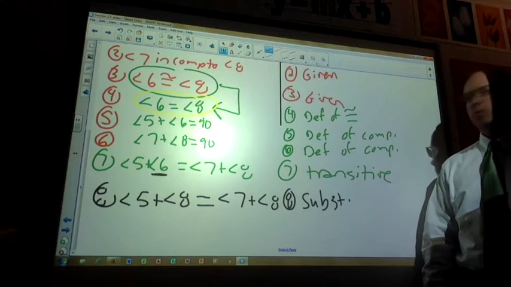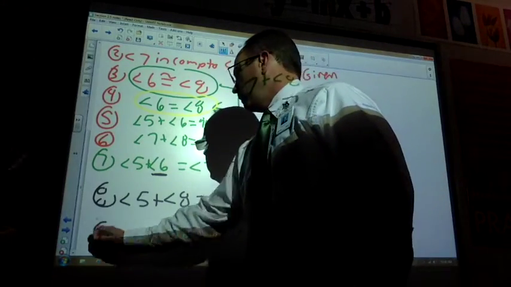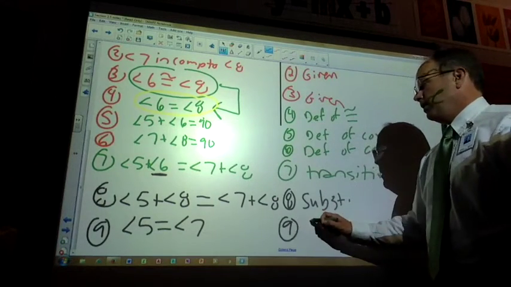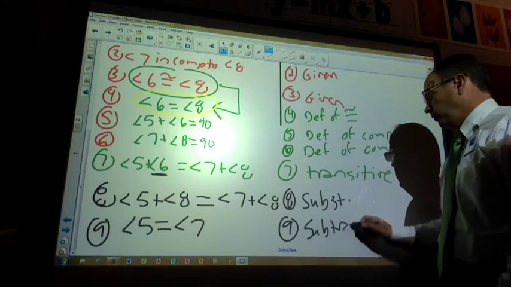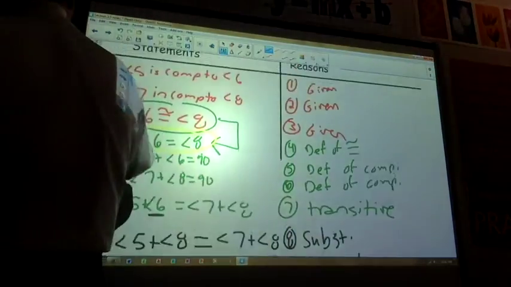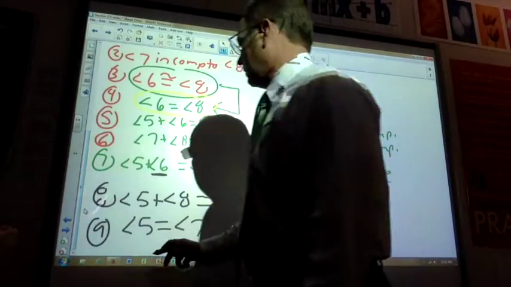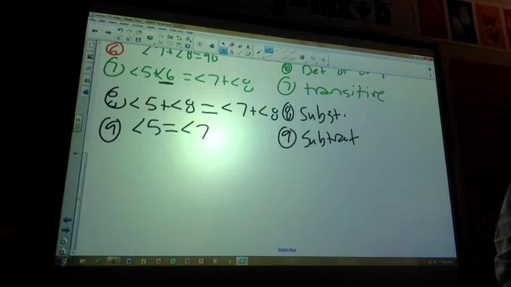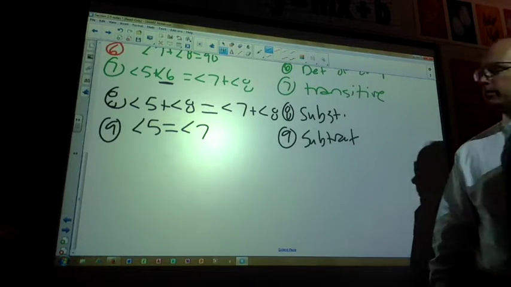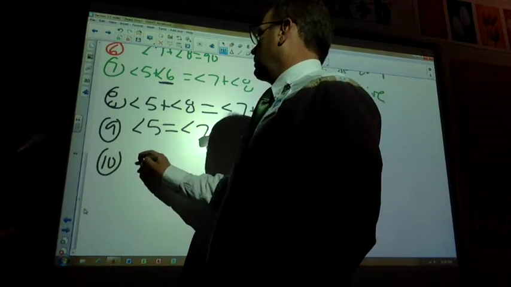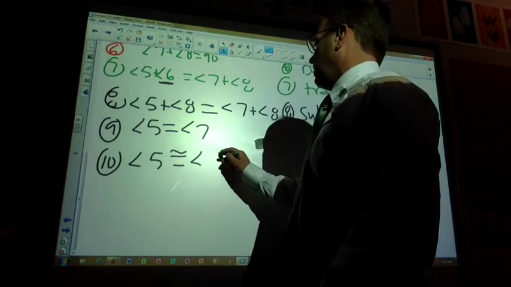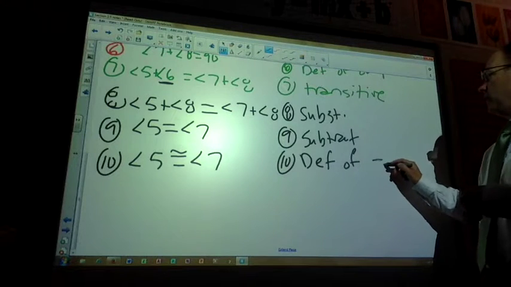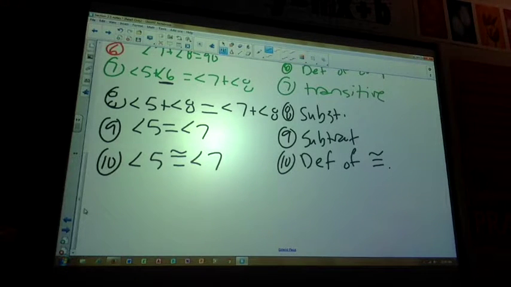Last step, subtraction. So now we can go ahead and say that angle 5 is equal to angle 7. Subtraction. And we're proving congruence or equal. Oh, congruence. One last step. What's the last step? Angle 5 is congruent to angle 7. There you go. Angle 5 is congruent to angle 7, and that is because of definition of congruence. And again, this goes backwards and forwards, and there's your proof.